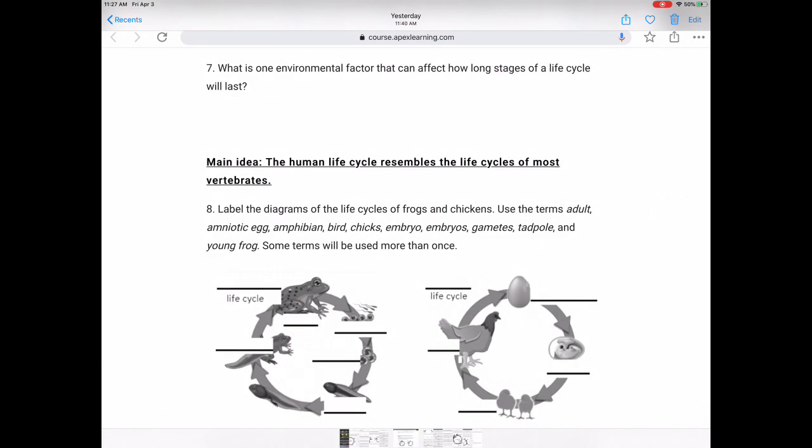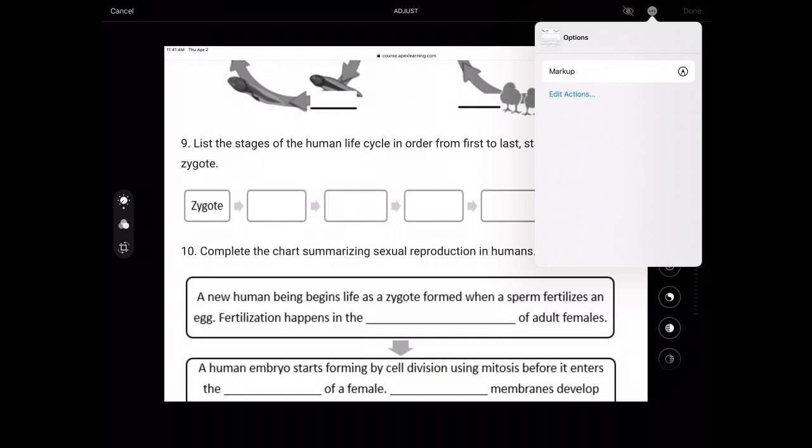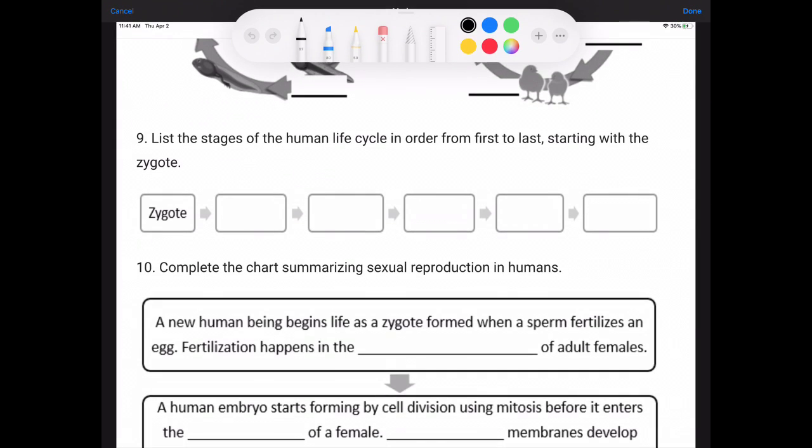And let's do one more, and then I'm going to make another video, so we'll upload it again. So for this one, number 9, list the stages of the human life cycle in order from first to last, starting with zygote. So we start with a zygote. We have an embryo. The embryo becomes a fetus. The fetus becomes a baby, and then a juvenile, or child, teen, and then adult. So you're seeing the same thing repeat over and over here.